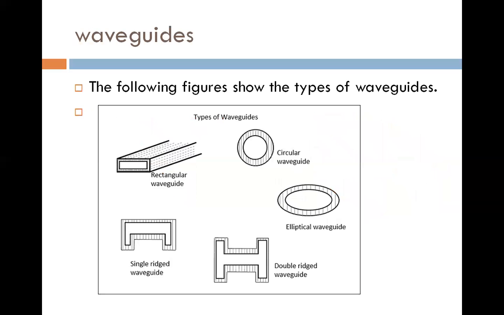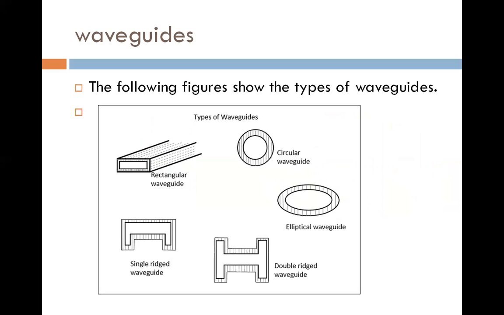Now we go for the next topic, which is the waveguide. So what is a waveguide? A waveguide is a transmission line used at microwave frequency. The structure of a waveguide is like a hollow pipe of any shape. There is a dielectric filling inside the hollow pipe, which is generally air in most cases.